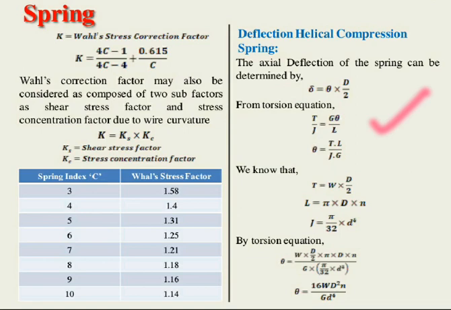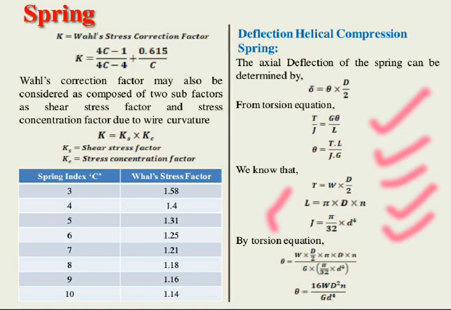So upon arranging the equation, we get theta equals T into L by J into G. We know that T, the torque, is given by the formula which I have already discussed earlier, that is T equals W into D by 2, and L will be given by pi into D into N, and J will be the section modulus. J is given by the formula pi by 32 into d to the power 4. All these formulas are studied in the subject strength of materials.